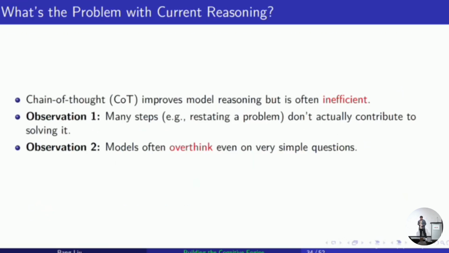So first, what is the challenge for the existing reasoning methods? For example, chain of thought, right? It's quite intuitive: let's ask the model to think one step after another. Although it improves the reasoning performance, it's often inefficient. There are many steps which don't actually contribute to solving the task, and the model often overthinks.